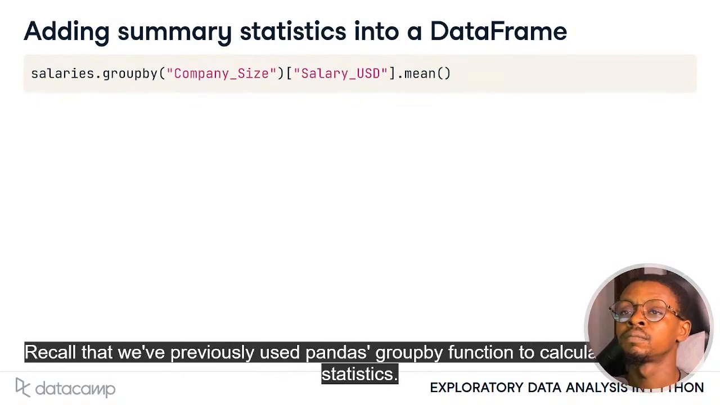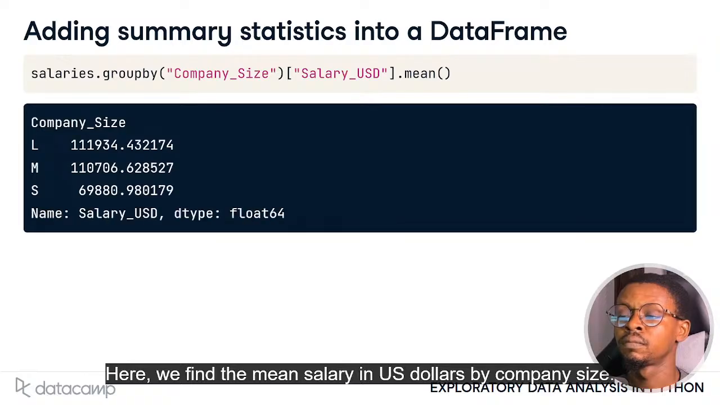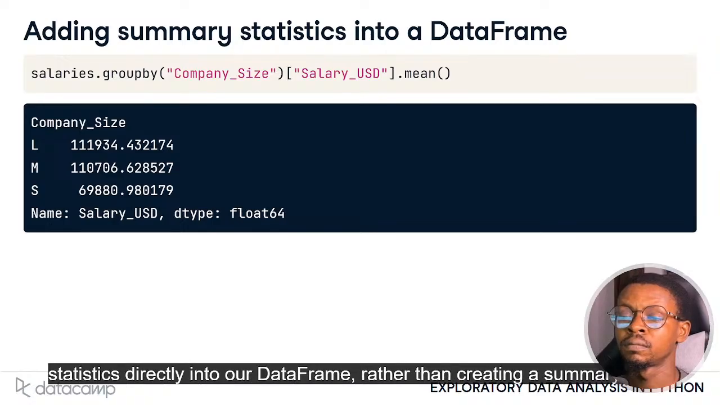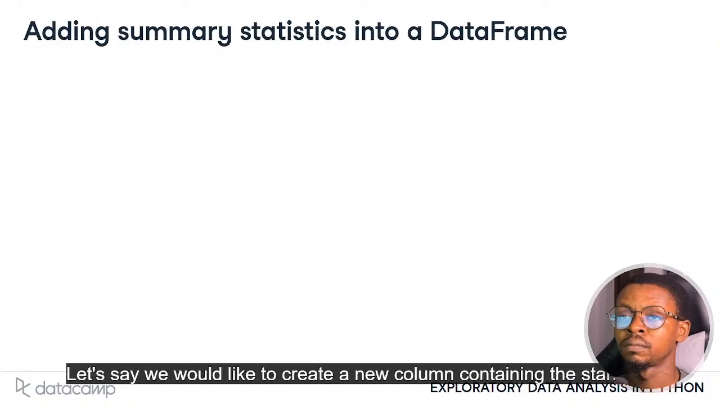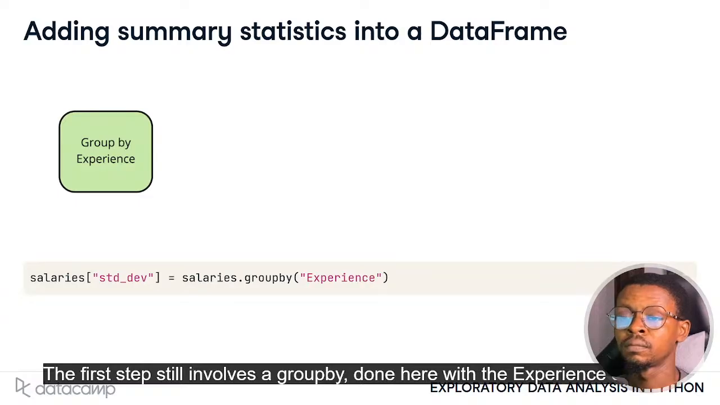Recall that we've previously used the pandas groupby function to calculate summary statistics. Here, we find the mean salary in US dollars by company size. While this is useful, sometimes we might prefer to add summary statistics directly into our data frame, rather than creating a summary table. Let's say we would like to create a new column containing the standard deviation of salary USD, where values are conditional based on the experience column. The first step still involves a groupby, done here with the experience column.